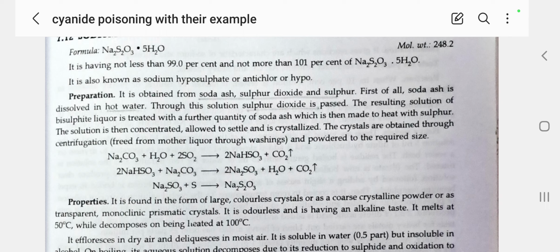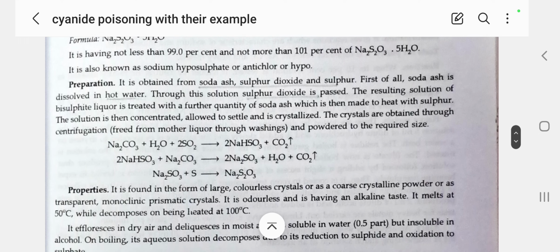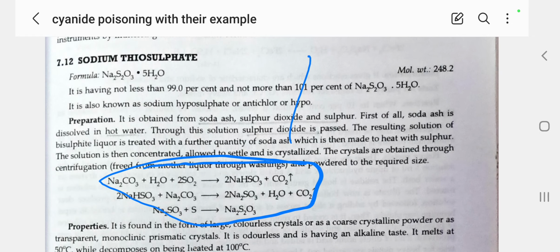Soda ash is nothing but sodium carbonate. When it is treated with sulfur dioxide, sodium bisulfite is formed, with removal of carbon dioxide. Then this sodium bisulfite is again treated with soda ash, so sodium sulfite is formed. Then this sodium sulfite is treated with sulfur, and sodium thiosulphate is formed. There are three steps involved in this method of preparation: first soda ash is treated with sulfur dioxide, so sodium bisulfite is formed.